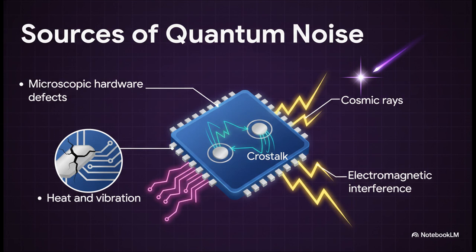And the enemy? It's everywhere. The noise can come from tiny microscopic flaws in the hardware itself, little fluctuations in heat, vibrations, stray radio waves flying around, even cosmic rays zapping down from outer space. And on top of all that, the qubits themselves can start interfering with each other when they're not supposed to. That's a problem we call crosstalk. It is a constant, relentless battle just to keep the quantum information pure.